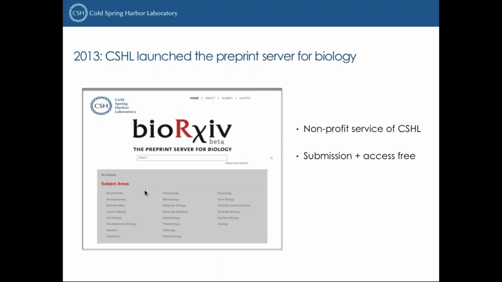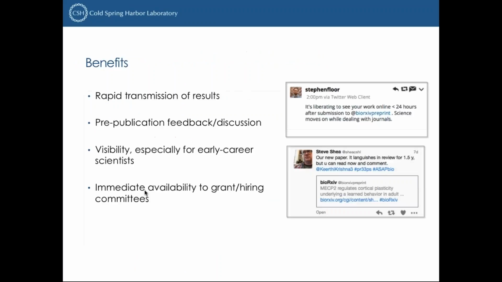And so really, BioArchive was an extension of this, part of the lab's scientific mission to disseminate knowledge. It's a non-profit service, and submission and access to all the content is free. The benefits are pretty obvious. Our major motivation was to speed up the transmission of results in biology, and also provide a venue for scientists to get feedback on their papers prior to submission to a journal.